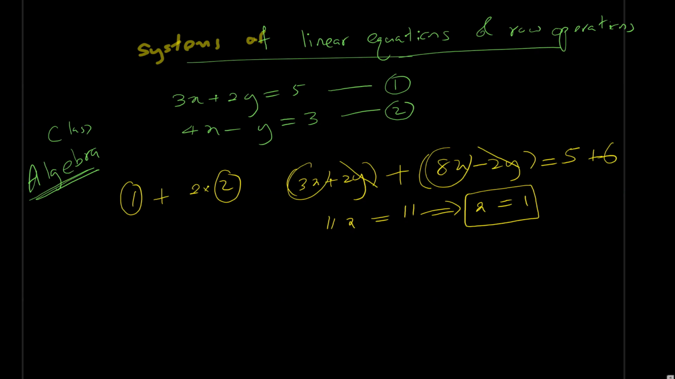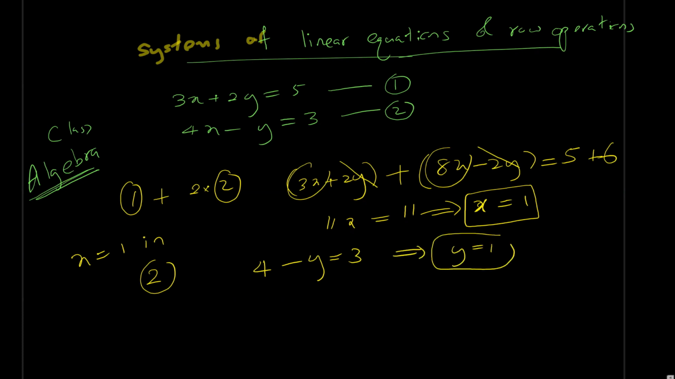Now at this point, you need to plug this back in one of those equations. So let me take the second one. So x equals 1 in the second equation, you get 4 times 1, 4, minus y equals 3. So from here, y is also 1. So our solution is x equals 1, y equals 1. If you plug them back in our first equation, you can check. 3 times 1, 3, 2 times 1, 2, 3 plus 2, 5. Correct, right?